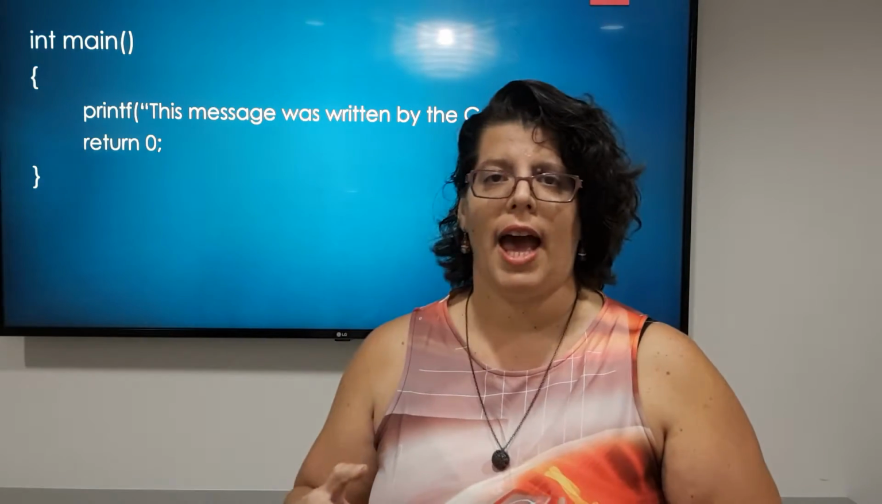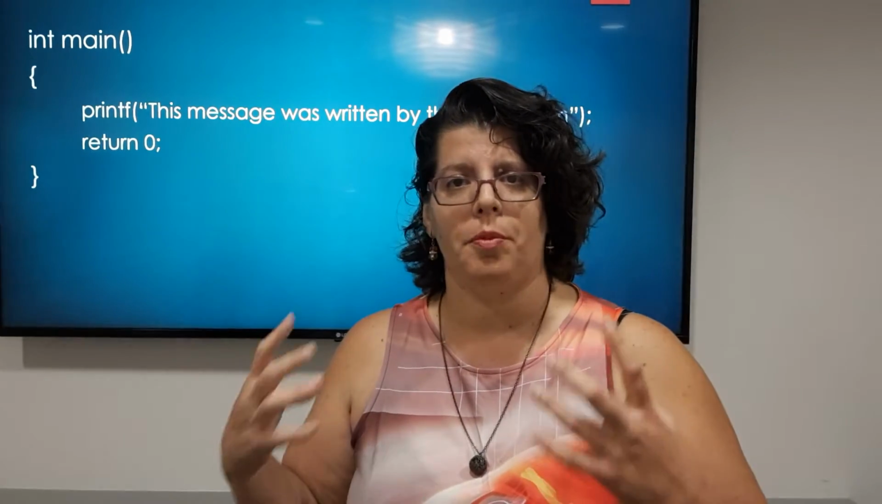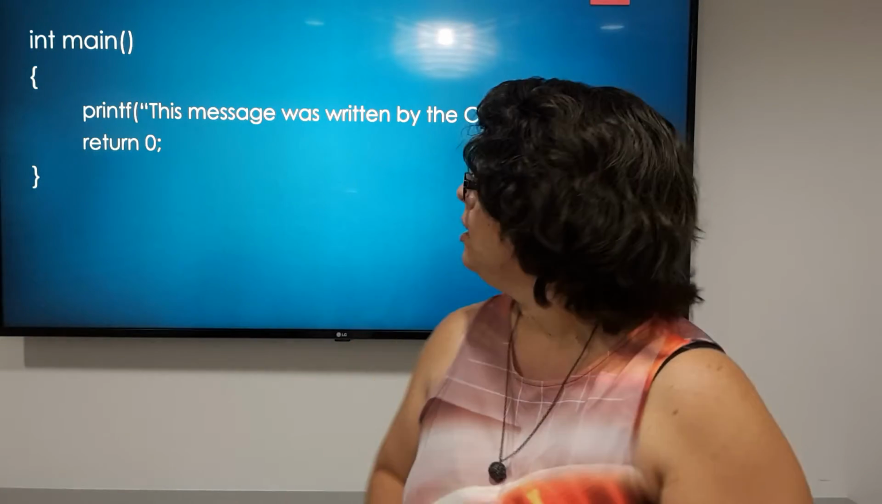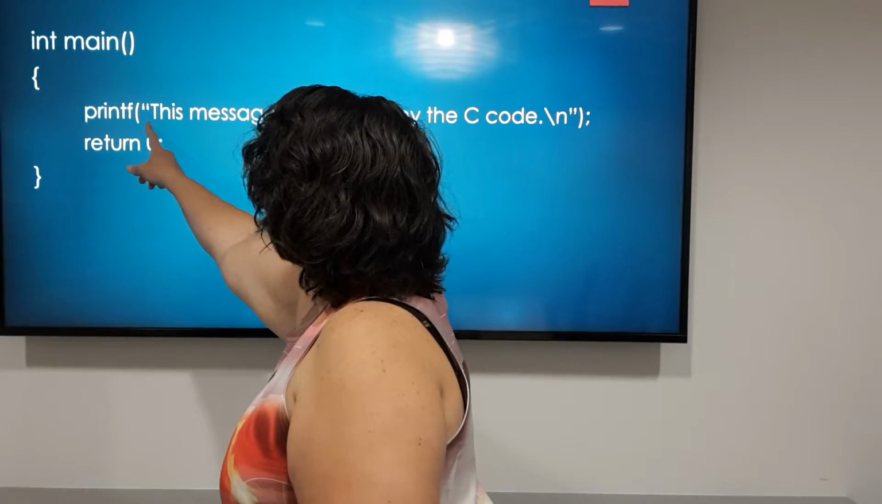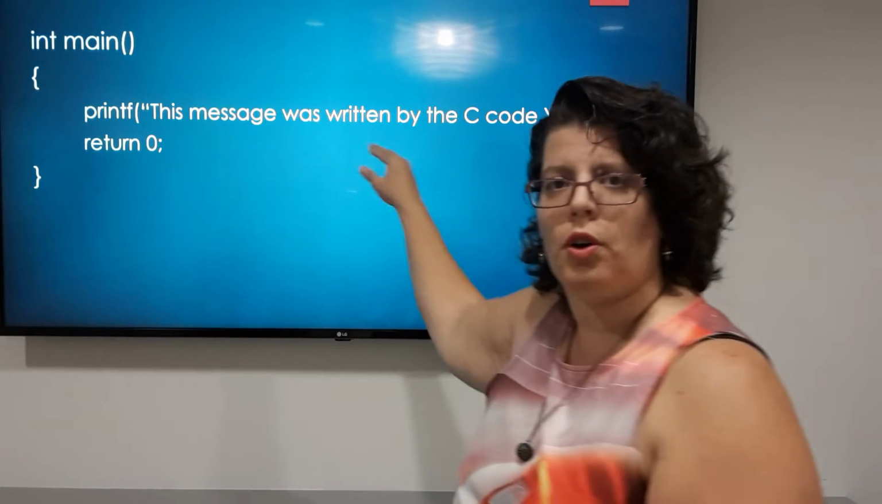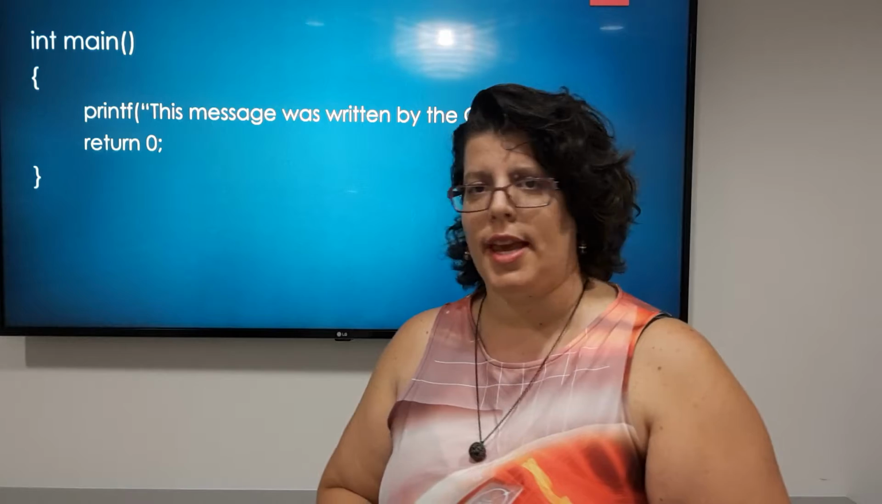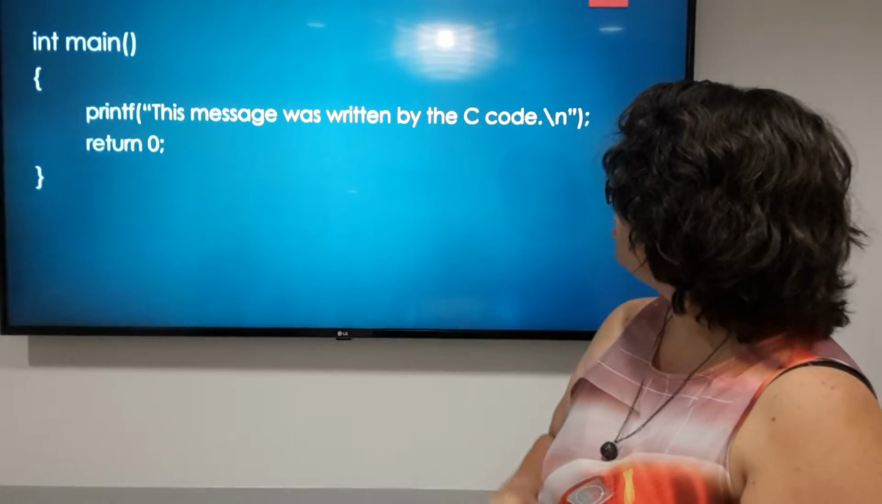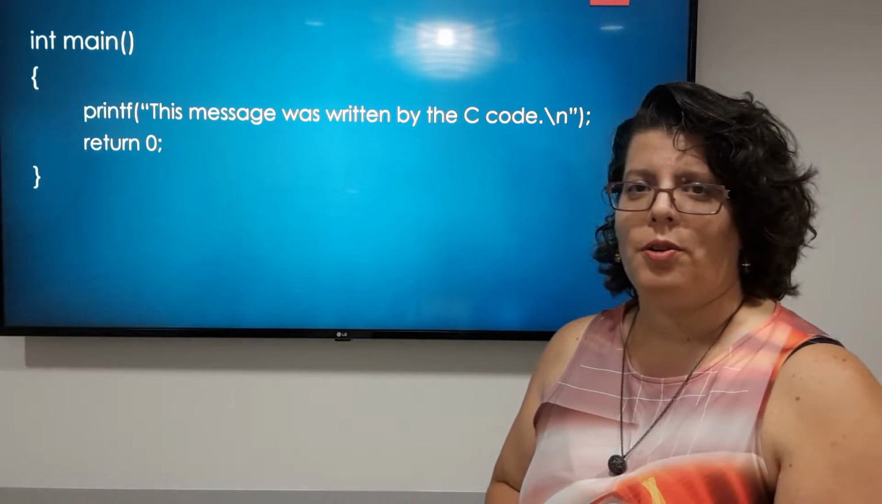And in parentheses, I have a series of words that's going to print out on the screen, and I make sure that I have double quotes at the beginning and the end. So inside of my quotes, here's my quote beginning, here's my quote ending. I have the message that's going to show on the screen. And the message in this case says, This message was written by the C code.